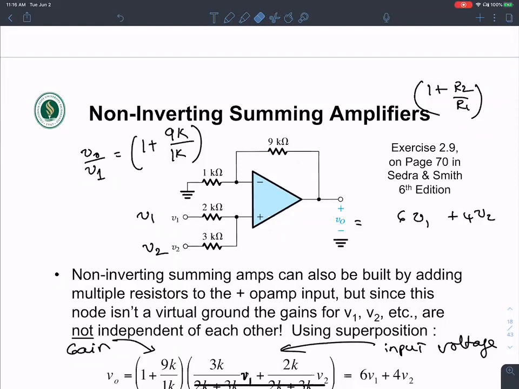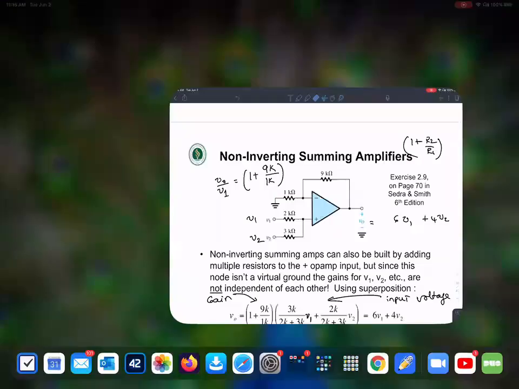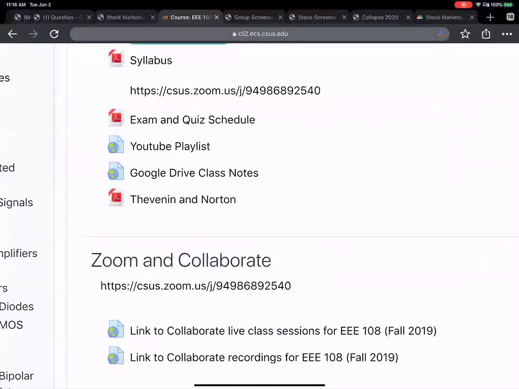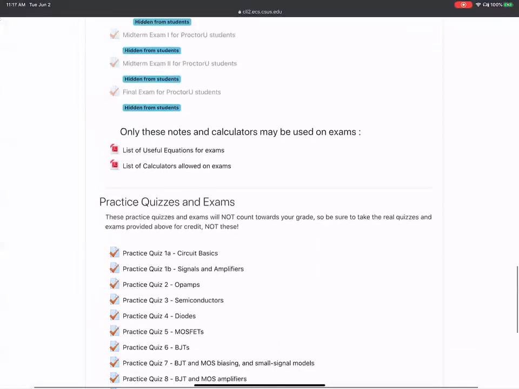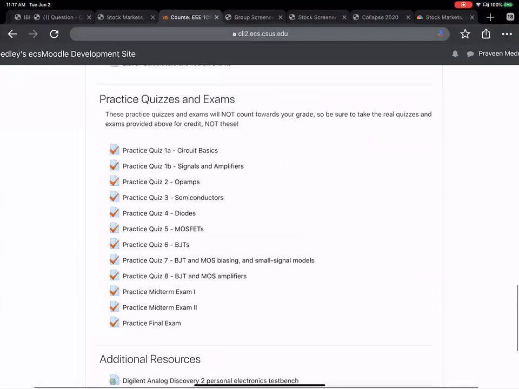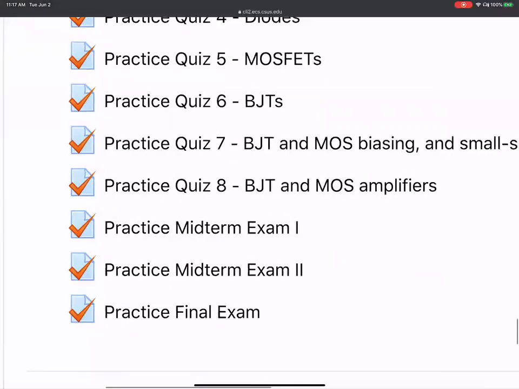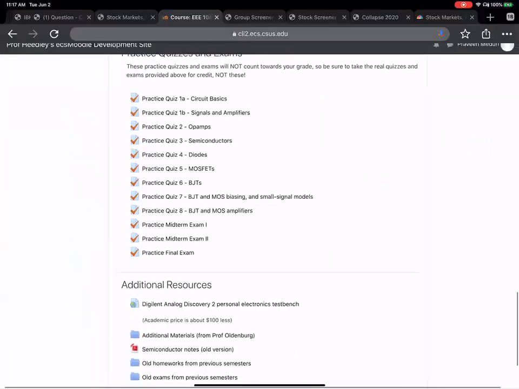Okay. Thank you. Is there any practice midterm available? Well, there are quizzes. Let me go to the Moodle site. All the way down here, there are practice quizzes and exams. So there is practice midterm exam 1, practice midterm exam 2, and so on. So there is some practice posted on there.